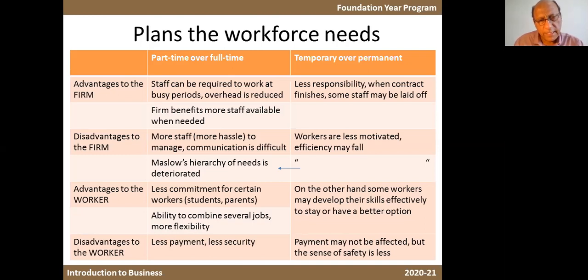Disadvantage to the worker: less payment and less security. Less security, definitely, because this is not a permanent part-time job. So, temporary to permanent.